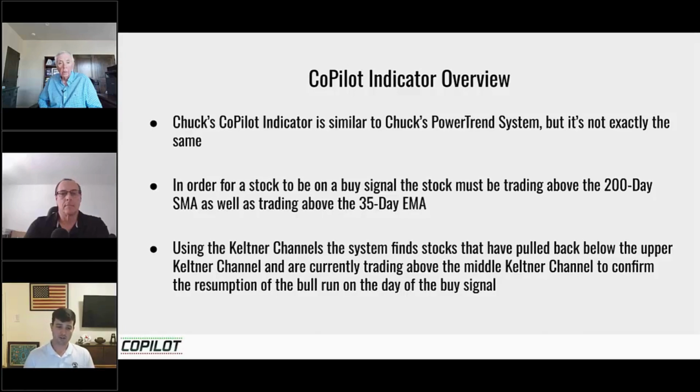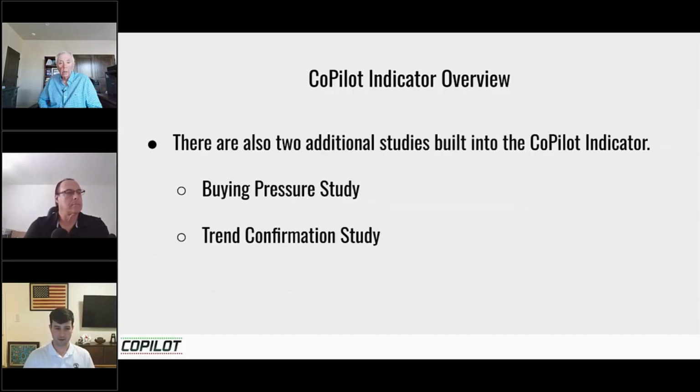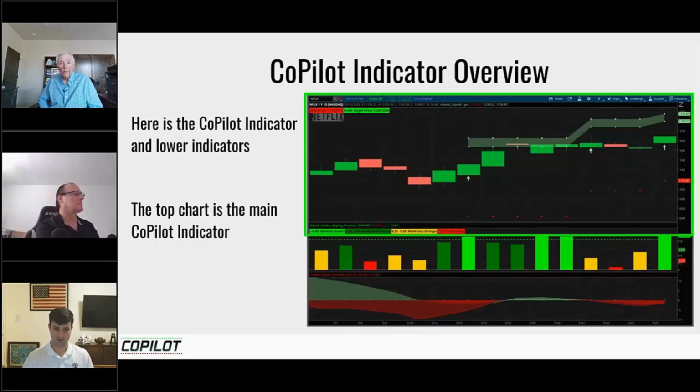Now, also, it's going to be using the Keltner channels within the system to find stocks that have pulled back below the upper Keltner channel and are currently trading above the middle Keltner channel to help confirm the resumption of the underlying bull run on the day of that buy signal. On top of all that, there are also two additional studies built into the CoPilot indicator. The first is your buying pressure study, and secondly, you're going to have your trend confirmation study. We're going to say a little bit more about these in just a second.